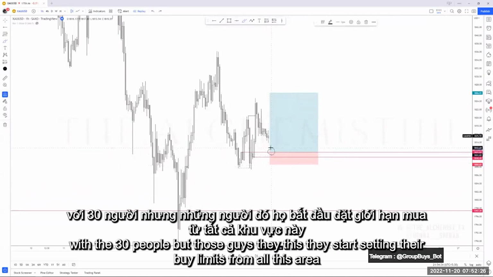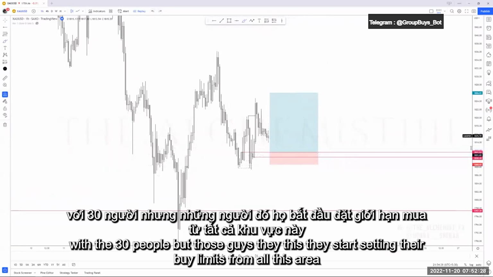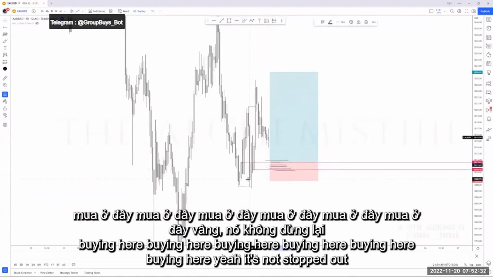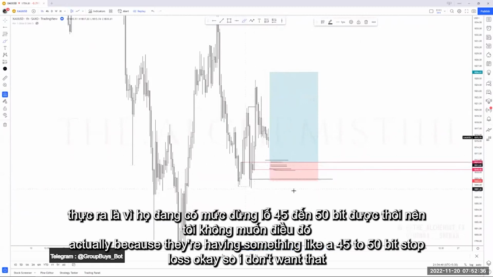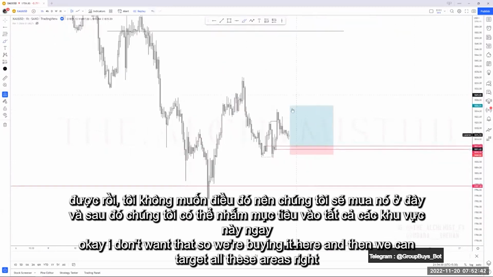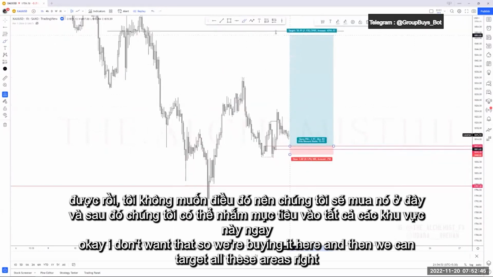But those guys, they start setting their buy limits from all this area. Buying here, buying here, buying here, and get stopped out. They're having something like a 45 to 50 pip stop loss. I don't want that. So we're buying it here, and then we can target all these areas.